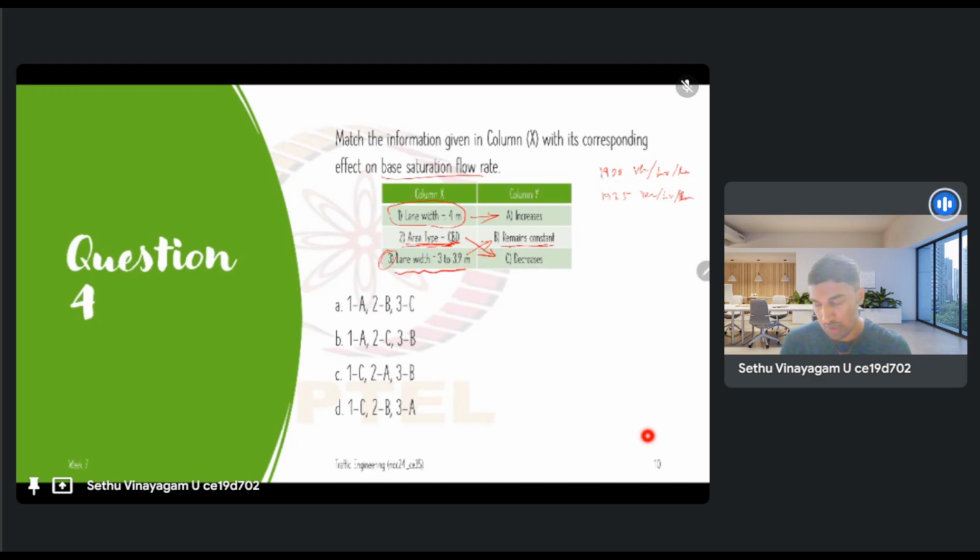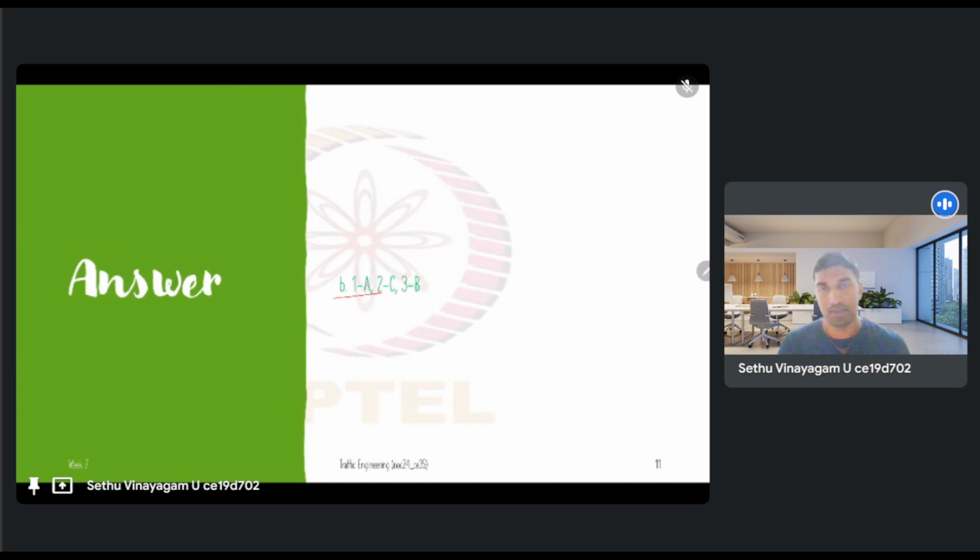So 1 is matched with A, 2 with C, and 3 with B. So that is given in option B, right? So B is the right answer.